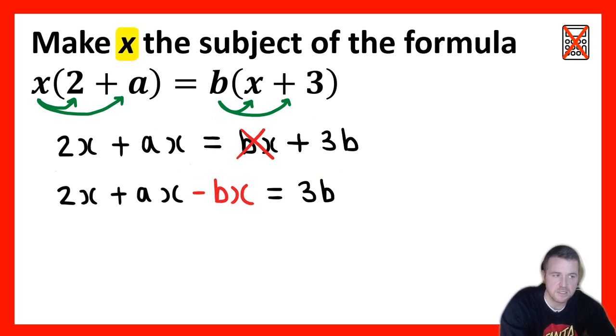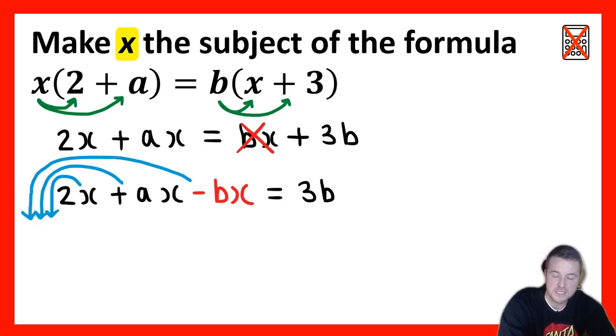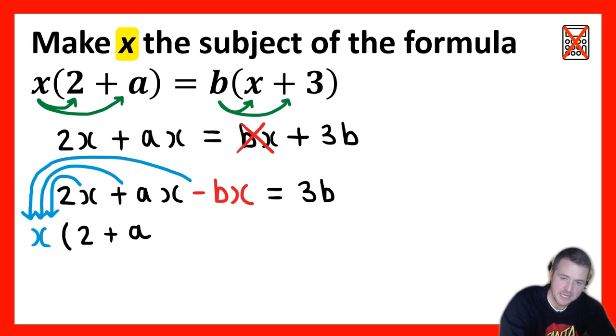Now I can factorize. Factorizing is the process of breaking down an expression into simpler parts or factors that when multiplied together give the original expression. Since these 3 terms all involve x, I can take a factor of x outside the bracket. x multiplied by 2 would give me 2x, x multiplied by a gives me ax, and x multiplied by negative b would give me the negative bx, and this will still be equal to 3b.